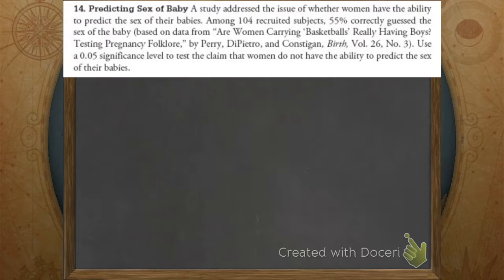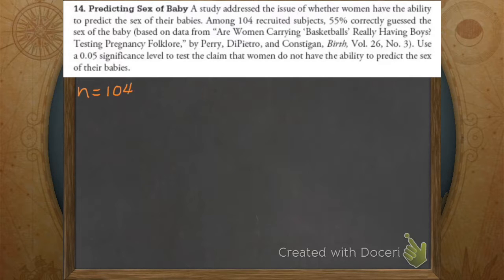So what are we doing? We're doing the sign test and non-parametric statistics. Okay, so we got this baby here, see? A study addresses the issue whether women have the ability to predict the sex of their babies. Amongst 104 recruited subjects, 55% correctly guessed the sex of their baby. That's based on that book. What do they want? Use a 5% significance level to test the claim that women do not have the ability to predict the sex of their babies.